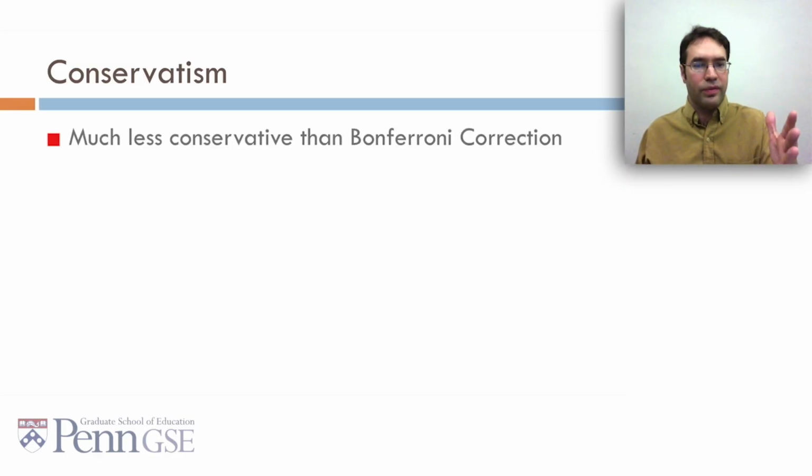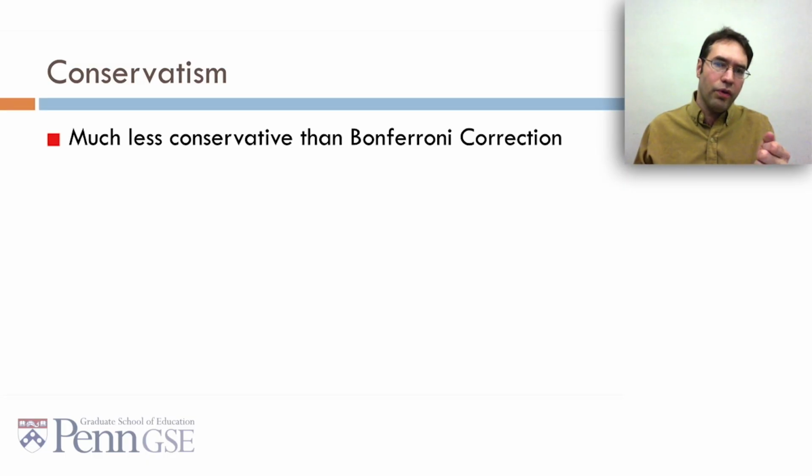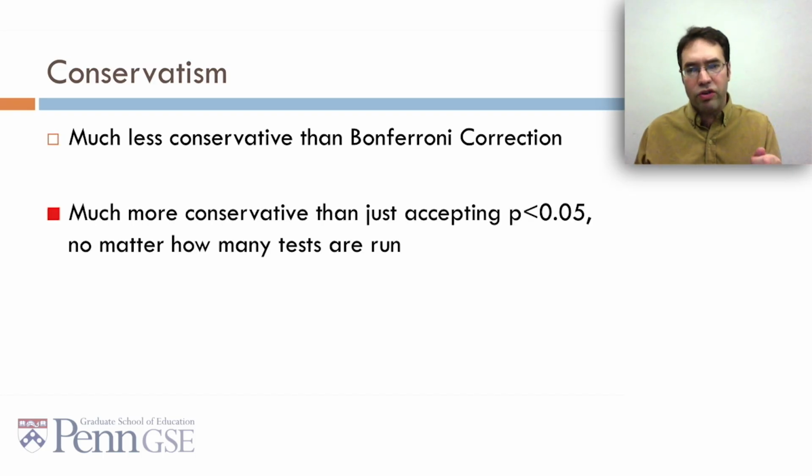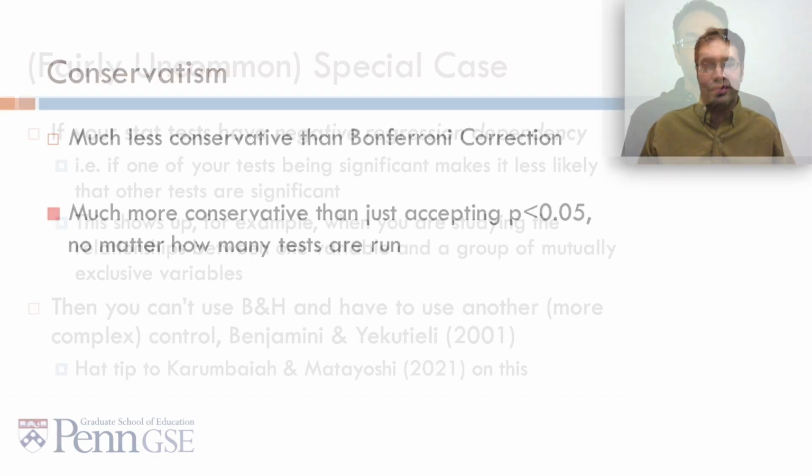So conservatism. FDR, Benjamini and Hochberg is much less conservative than the Bonferroni correction, but it's much more conservative than just accepting p of 0.05 no matter how many tests are on. I think it kind of hits a sweet spot. You may disagree, but the point is if you're using something like Bonferroni, you're being really, really conservative.